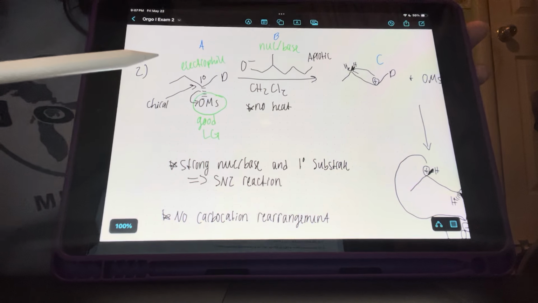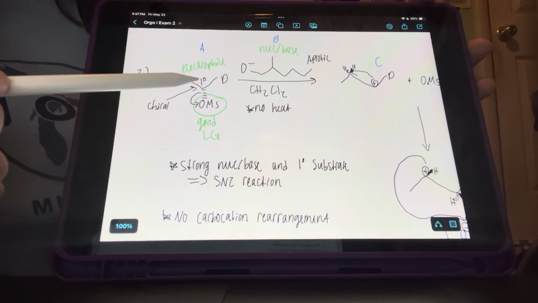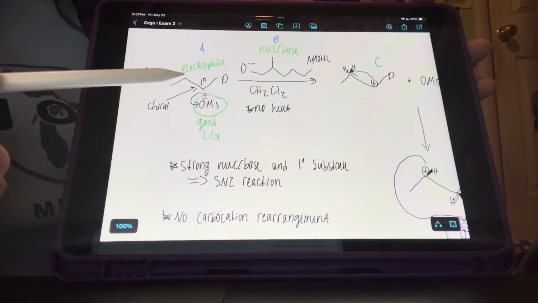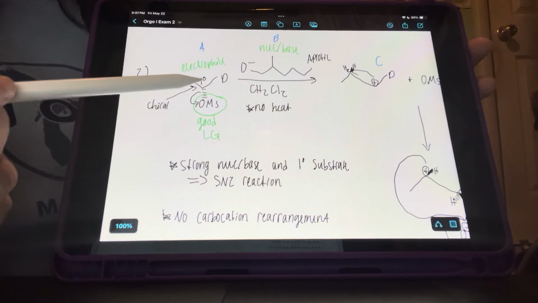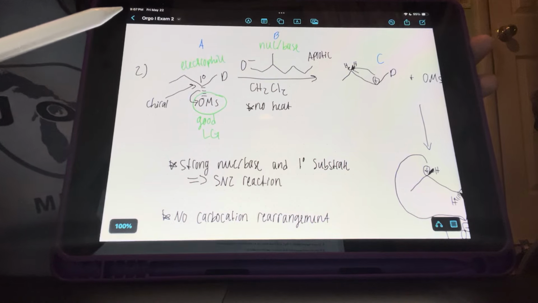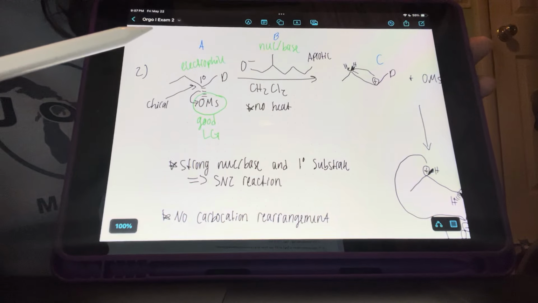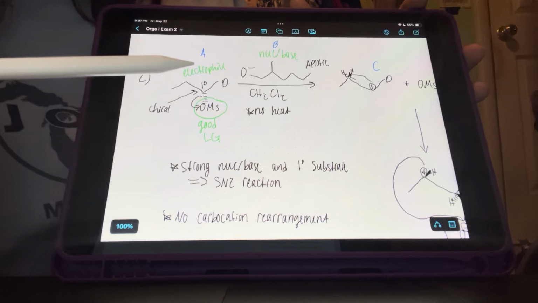Next part, what type of substrate it is. It is primary, and that is because there's only one carbon here that it is attached to. This is obviously a different group. That's a hydrogen isotope, and then there's a hydrogen in the front, and so that leaves only one carbon, so it's a primary substrate. Is there heat? No, there is not.